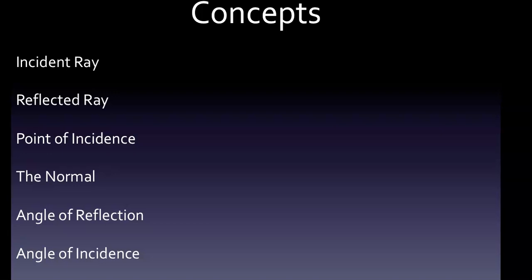The angle formed between the normal and the incident ray at the point of incidence, that's called the angle of incidence. And then finally, the law of reflection. According to the law of reflection, the angle of incidence is equal to the angle of reflection. Okay.